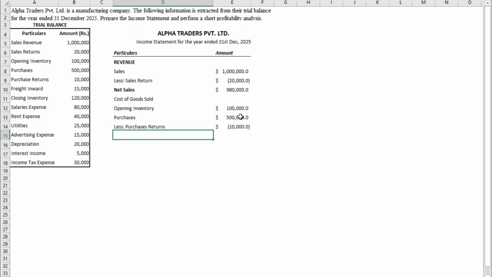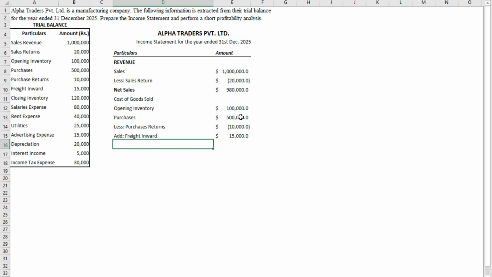So these are the freight inwards, and just add them, add the freight inward. Okay, so adding the freight inward, we have this value, which is 15,000. Yes.